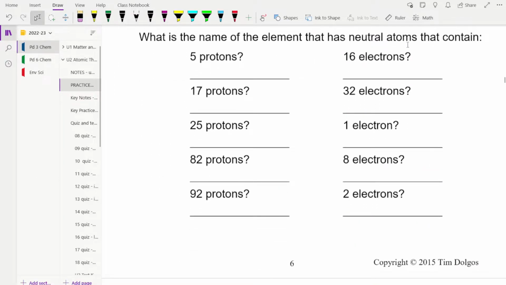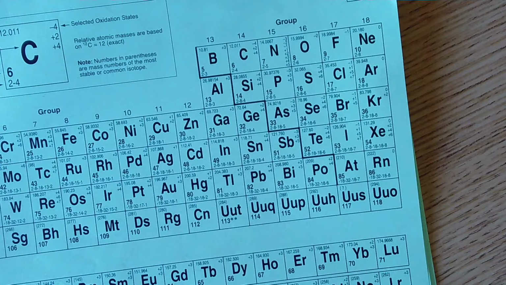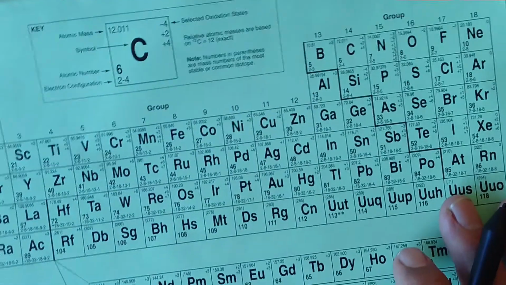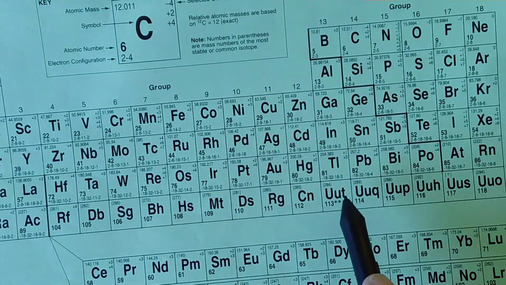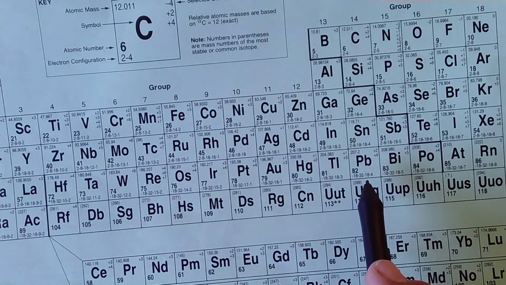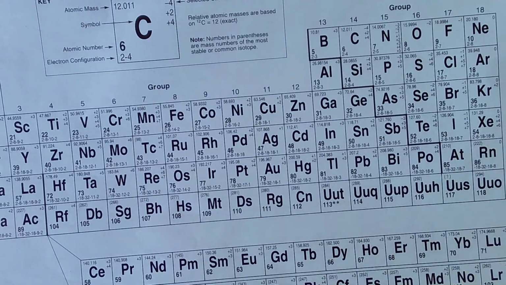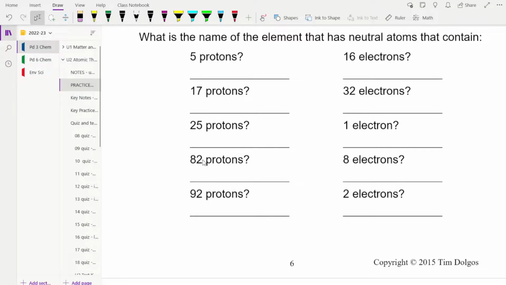What is the name of an element that has a neutral atom that contains, so forth? Let me do a hard one, like 82 protons. Just take a look at the reference table, and we're going to look for element 82. 82 is Pb, also known as lead. And what's the name of the element? You just have to switch back here. Pb, and it's lead. And if it's not on the table, you can just Google it, right?